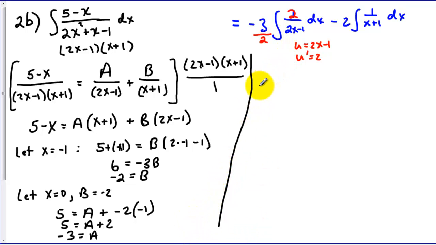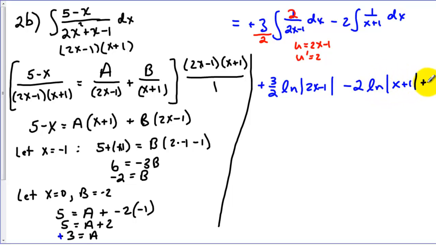So now I have -3/2 ln of 2x minus 1, and then minus 2 times the, I'm sorry, I messed up over here. This is a +3. So this is now plus, and that's plus. So hopefully you caught that mistake earlier. Ln of x plus 1.